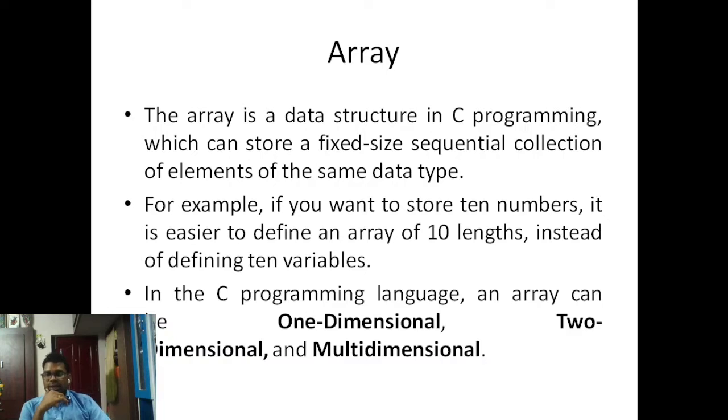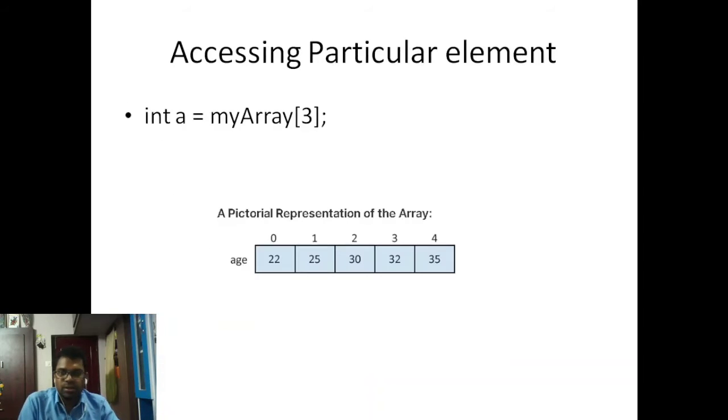There are three types of arrays. One is one dimensional, another one is two dimensional, and the last one is multi-dimensional. One dimensional means it holds only one set of values. Say for an example, this is a one dimensional array. If it moves like this, then it is said to be two dimensional.